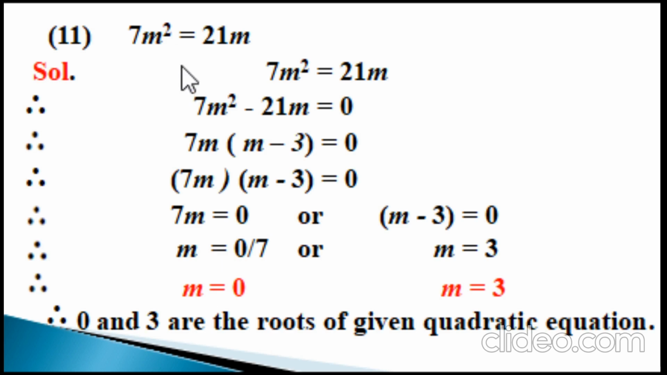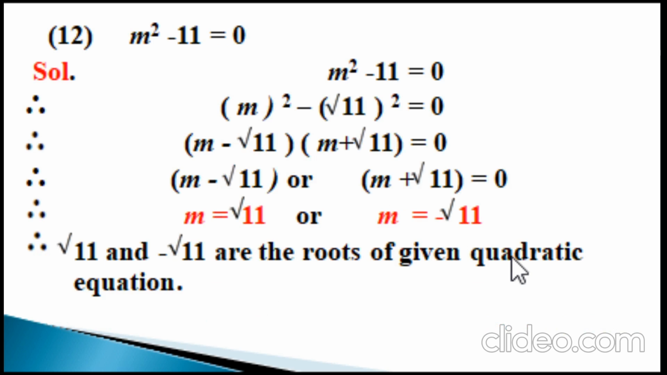Question number 11, 7m square is equal to 21m, so 7m square minus 21m is equal to 0. Here 7m is common, so bracket m minus 3 remains. So 7m is equal to 0, so m is equal to 0 upon 7, m is equal to 0. Or m minus 3 is equal to 0, we get m is equal to 3.